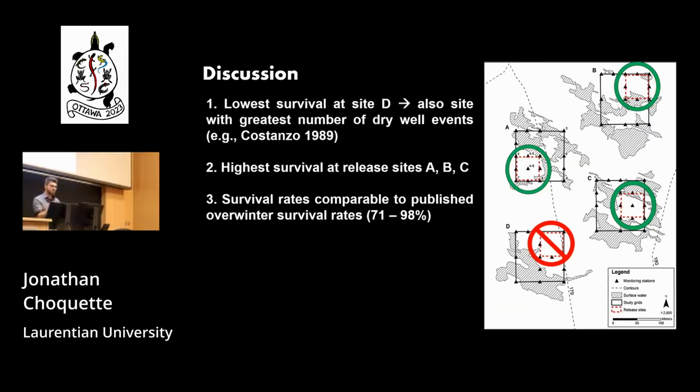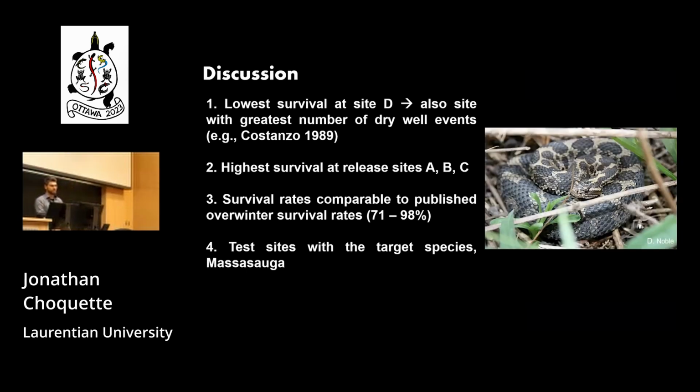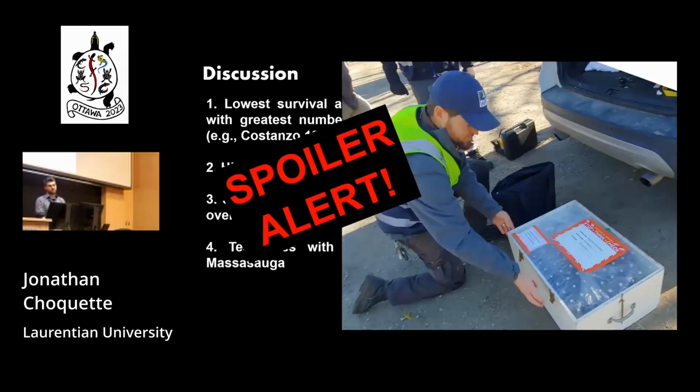Survival rates at those three sites were actually comparable to published survival rates for garter snakes. So these three release sites appear to be the best candidates for reintroductions of Massasaugas at Ojibwe Prairie. So the next step, beyond this research, would be to test these sites using artificial hibernation of Massasaugas. And so, a little spoiler alert, we've actually already taken that next step.